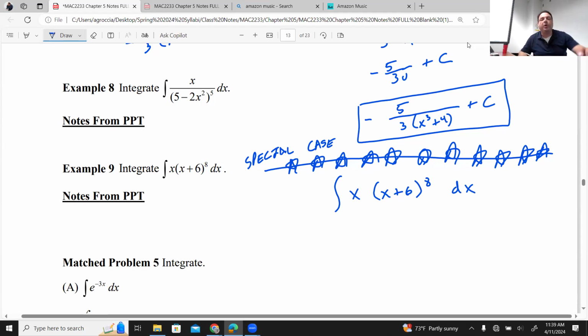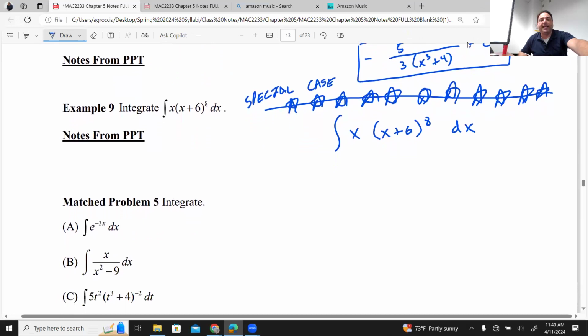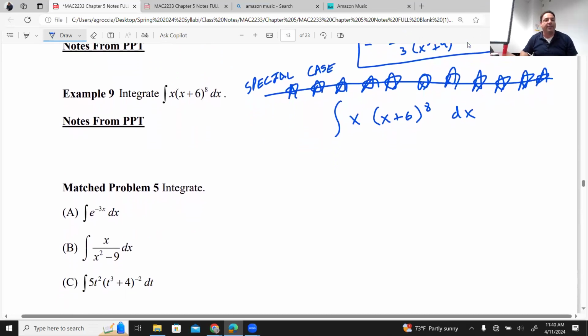Okay? So why is this a special case? Let's do this totally together. First of all, is this a basic one, or is this a little bit harder one? What do you think? Basic or harder? Basic means you just add one, divide by it. Harder means you need to do u substitution. This is going to be a harder one, right? So if it's a harder one, we're going to do u substitution. Just call it out. What do you think the u is going to be?